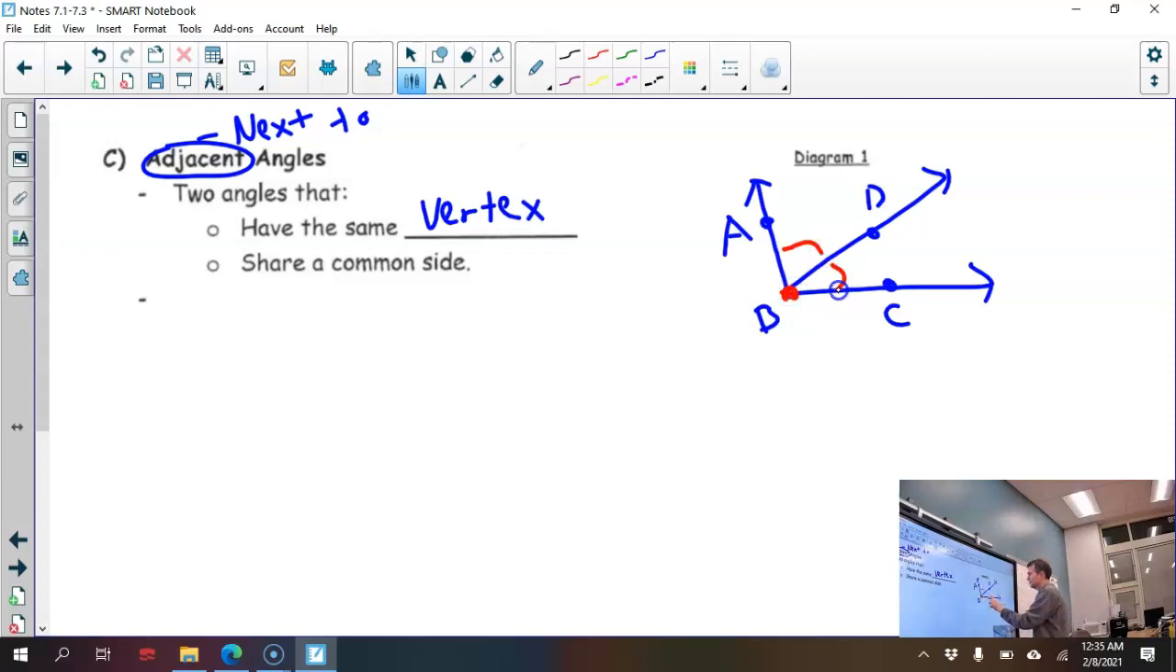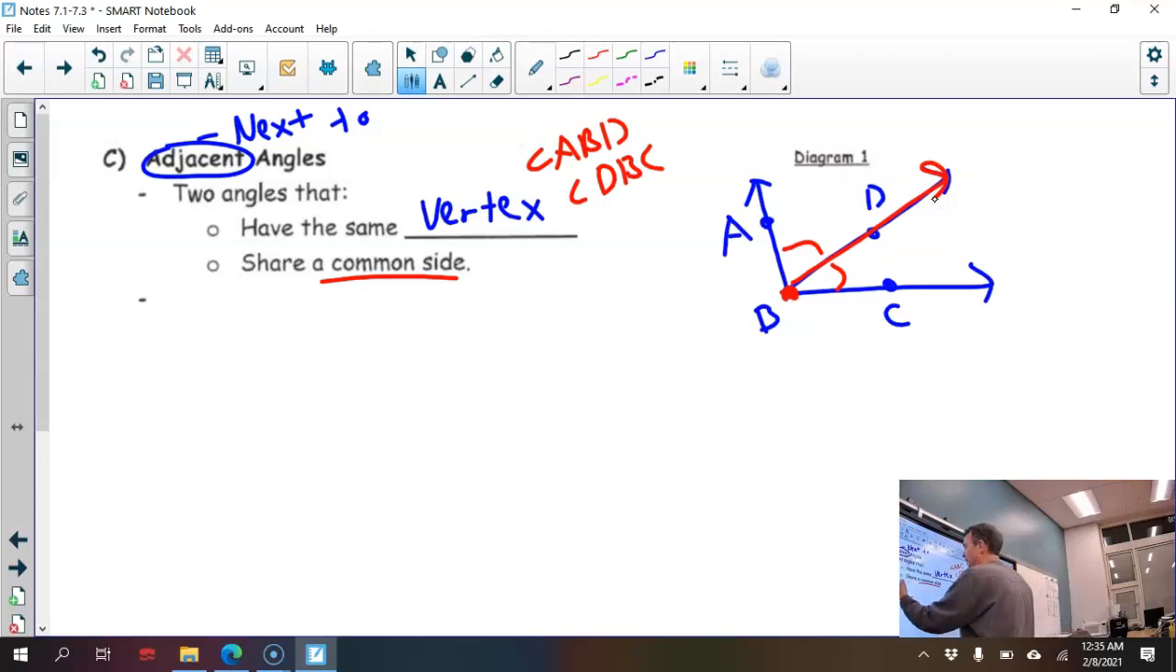Here's my two angles. Both angle ABD and angle DBC have the same vertex, and they share a common side. They share the side down the middle. And there's one more thing. They can't overlap.